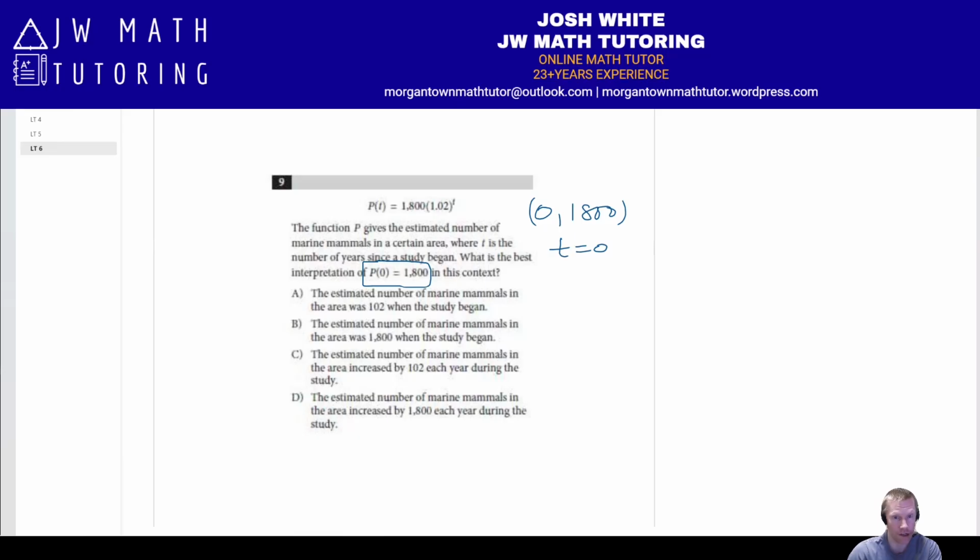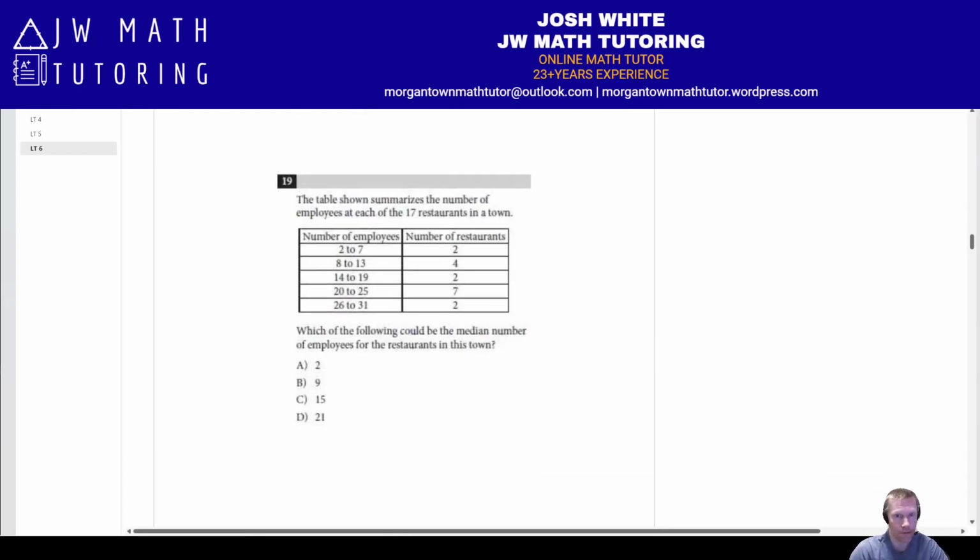That means when the study is beginning, i.e. 0 years since the study began. So 1800 then is your output, which tells us that this function gives the estimated number of marine mammals. That means there are 1800 marine mammals when this study first began. So the correct answer for this is just going to be right here, letter B: number of marine mammals, 1800, when the study began.